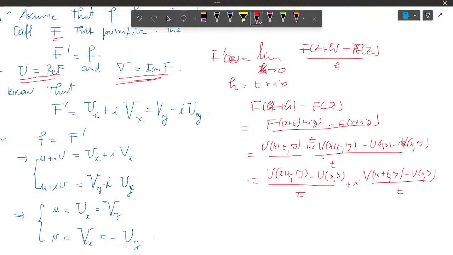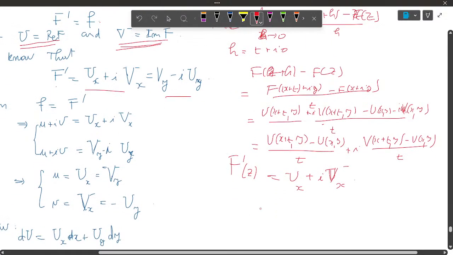You see that this limit as t goes to 0 is going to be the derivative of f at z, because the derivative exists. But as t goes to 0, this gives you the partial derivative of u with respect to x, plus, as t goes to 0, this gives you the partial derivative of v with respect to x. So that's why we write f prime is the same as this and is also the same as this. In the other case, we can also assume that h doesn't have any real part.